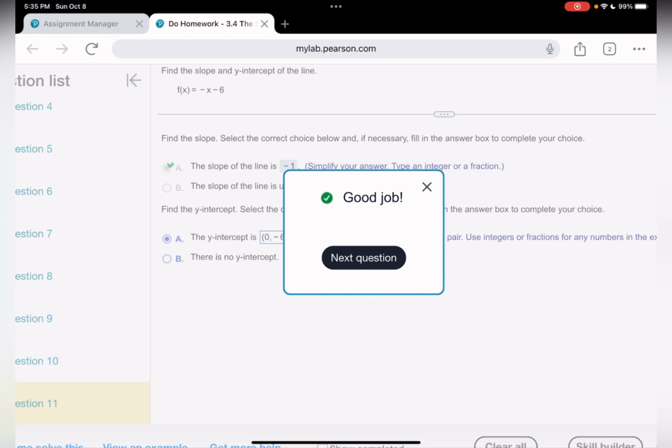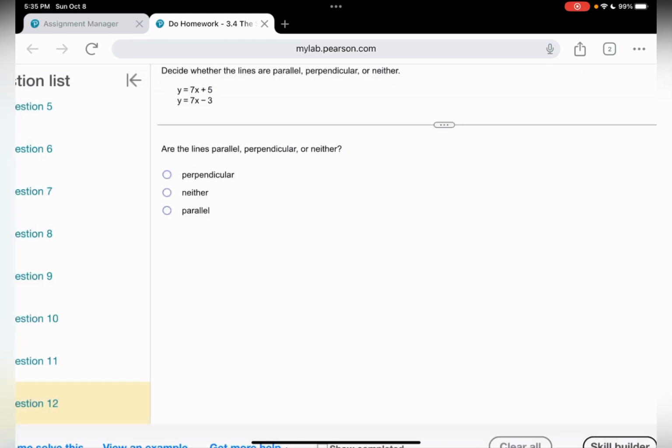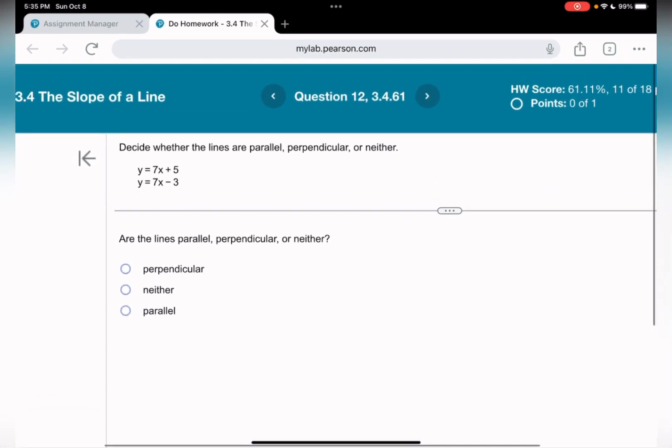Question number 12. Decide whether the lines are parallel, perpendicular, or neither. So both of them are in the format mx plus b, correct? And both of them have the same slope. To be parallel, the lines have to go up the hill at the same angle, which means the slope has to be the same. So here we have slope for the first one 7, for the second one also 7, which means they are parallel.